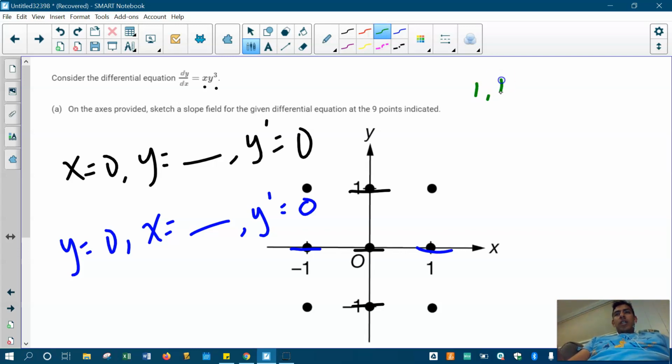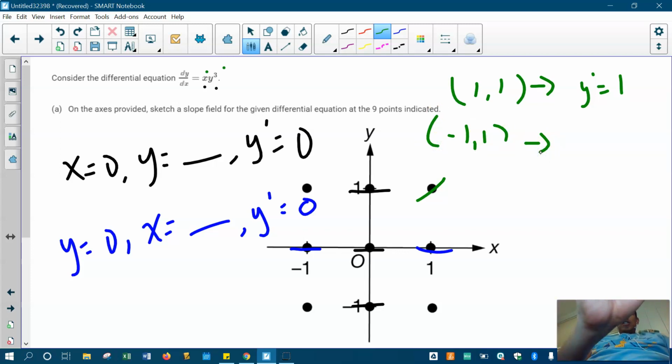Let's just pick one. When x is 1 and y is 1, I get 1 times 1, so the slope is going to be 1. The slope of 1 is going to look something like this. If I do negative 1, 1, the point opposite of that, I get negative 1 times y cubed. Y prime is going to be equal to negative 1. So at negative 1, 1, y prime is equal to negative 1.